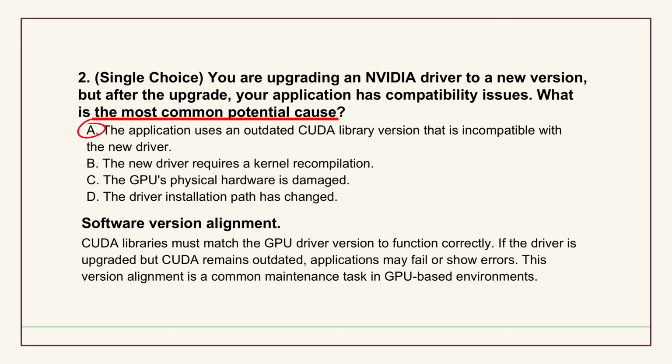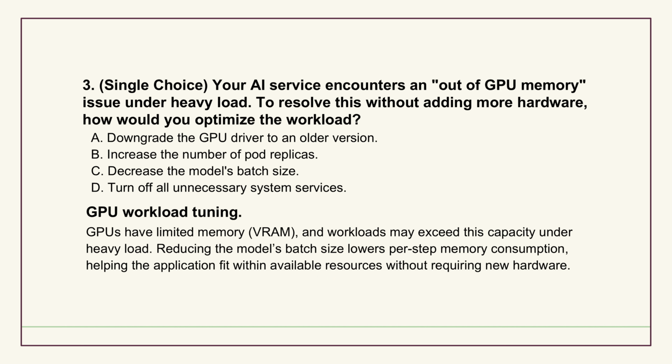Okay, so you're running along, things are working great, then bam, you hit that dreaded out of GPU memory error under heavy load. Feels like the GPU just threw its hands up, right? I can't take anymore. But often you can't just run out and buy more hardware immediately. So how do you fix that without breaking the bank?